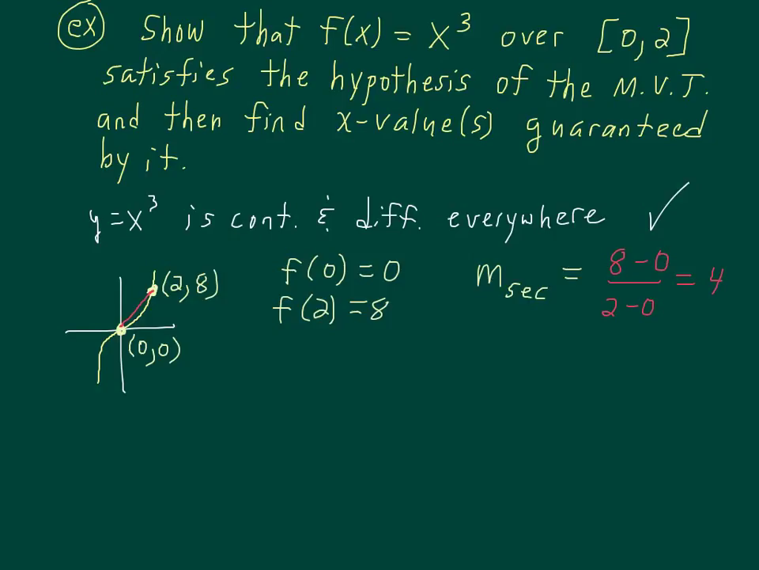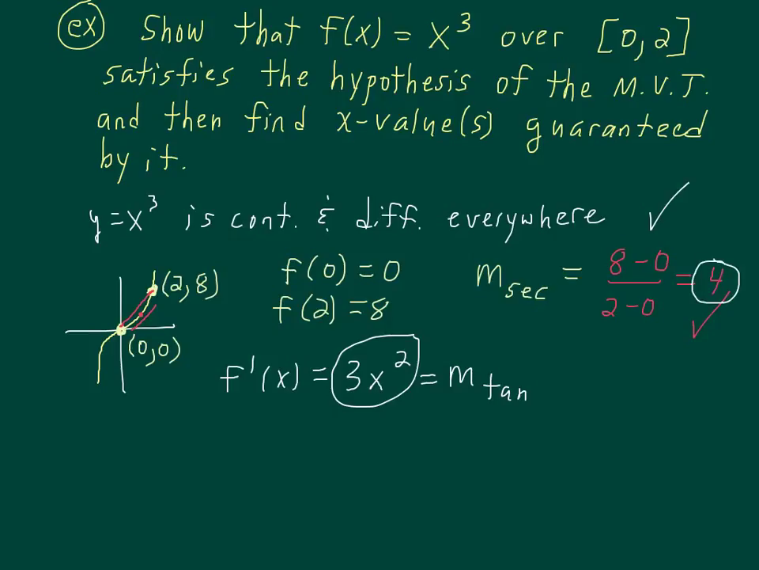Now, this theorem guarantees that there's going to be a point somewhere on this curve where the tangent line has the same slope as the secant line. So that slope of 4 needs to show up somewhere. So to find it, we need to find our derivative. So that, of course, is 3x squared. And again, this represents the slope of the tangent. This theorem guarantees that this tangent line and this secant line slope are equal to one another. So to find where that happens, we simply set them equal to one another.